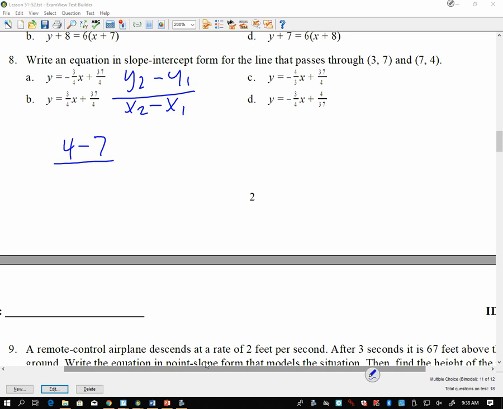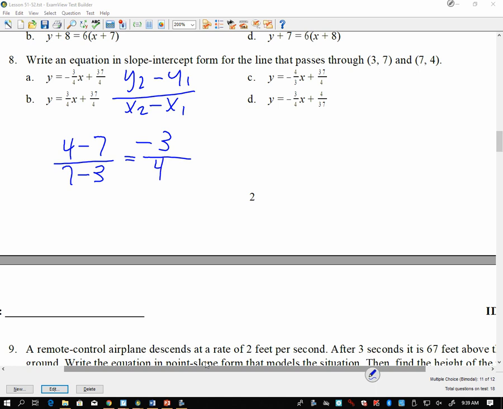Over, let's see, Abby. I got 4 minus 7 over, what's my x2? Question 8. What am I going to use for x2? Yep, 7 minus what? 7 minus 3. Reagan, what's 4 minus 7? -3. What's 7 minus 3? 4, so my slope is -3/4, right?